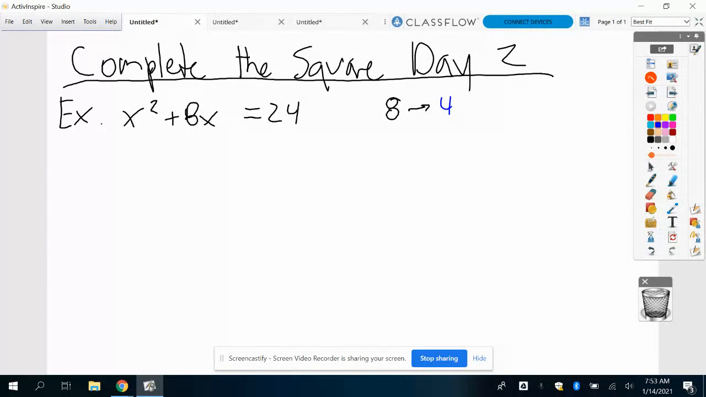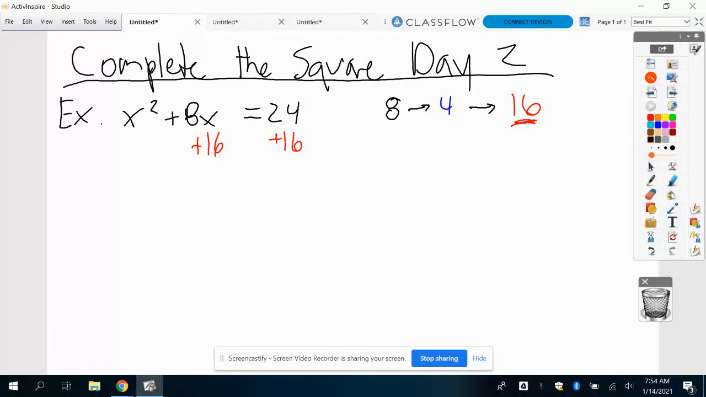And then step 3 is to square that 4. So 4 squared becomes 16. At this point, we want to take the 16, what we just squared, and we want to add it to both sides of the equation, like so. So then when that happens, we end up with the following.